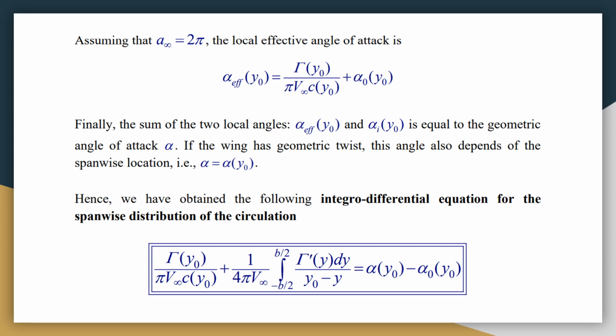This is the main derivation, and all the formulas we are substituting in this. Tau y naught divided by pi V infinity c y naught plus 1 by 4 pi V infinity times the integration from minus b by 2 to plus b by 2 of tau dash y dy upon y naught minus y is equal to alpha y naught minus alpha naught y naught.